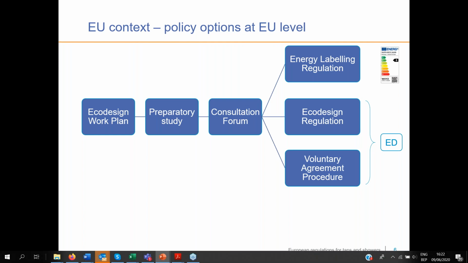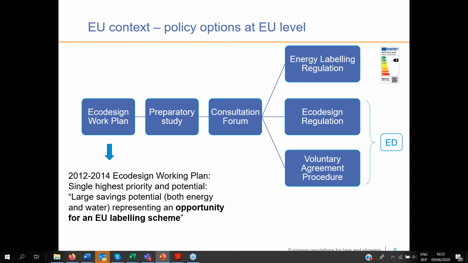There are criteria for this option to be chosen, namely, amongst others, it needs to represent a very significant majority of the market, 80% of the market, more or less, of sales. And it needs to be demonstrated that it will be more efficient in reaching the goals than a regulation would be. So that's the third option.